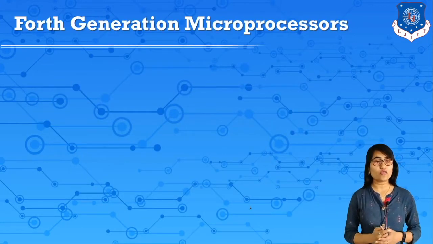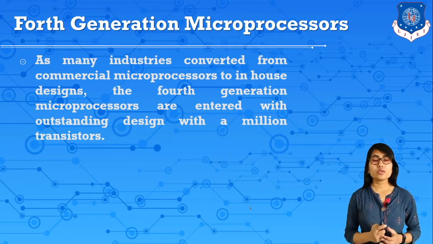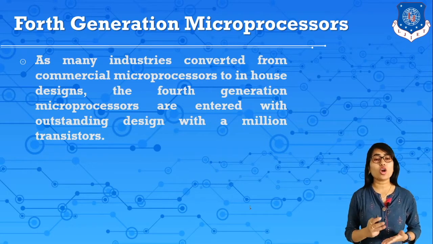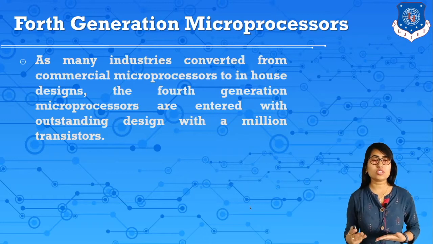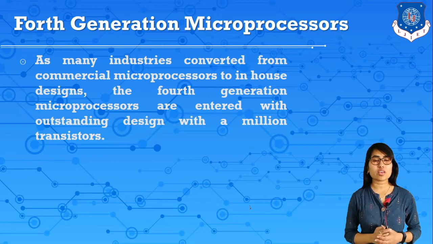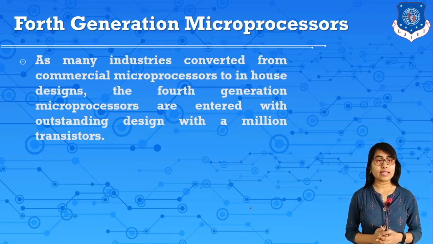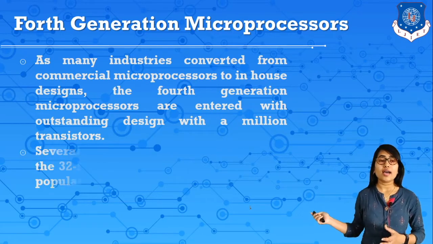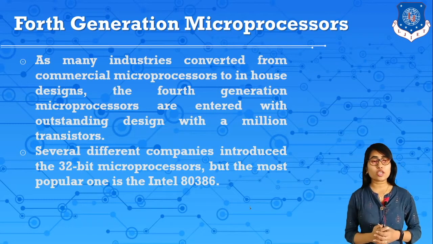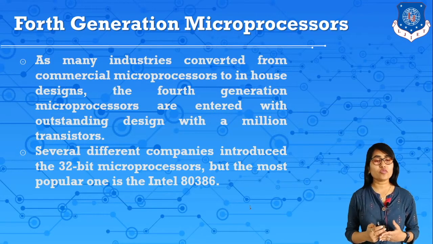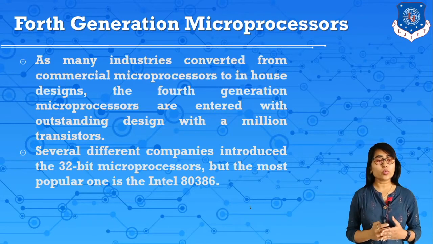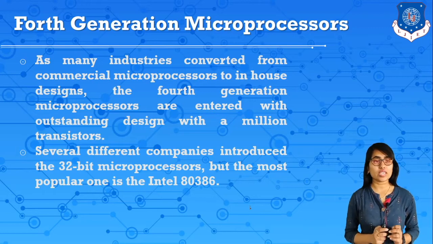Next we have the fourth generation microprocessor. As many industries converted from commercial microprocessors to in-house design, the fourth generation microprocessors entered an outstanding design with 1 million transistors. This fourth generation was designed by several different companies. 32-bit microprocessors were developed, but the most popular one is the Intel 80386.